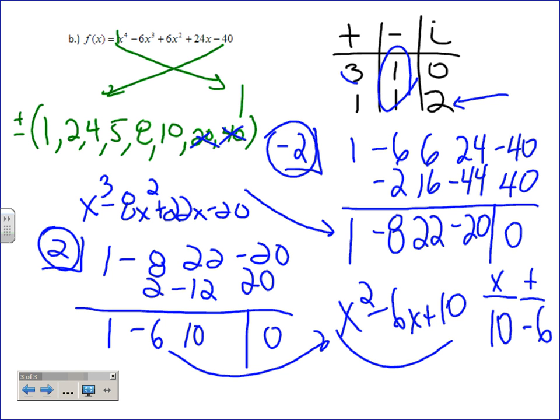But really, for this problem, based on the directions, we don't care. Okay? We just want rationals. Okay? Are there any questions?